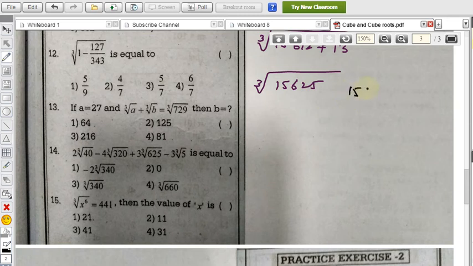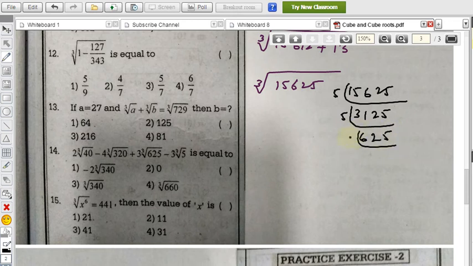15,625. I'm taking the 5 table. 5 3s are 15, 1 is a 5, 12, 2, 5. 5 table again. 5 6s are 30, 2 is a 10, 5 is a 5 ones are 5, 12 twos are 5, 5 25s are 5 5s are 25 and 5 ones.